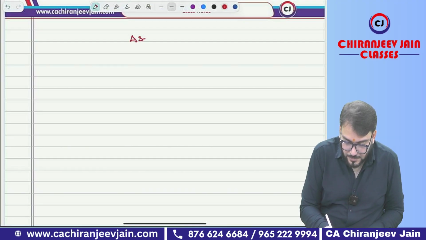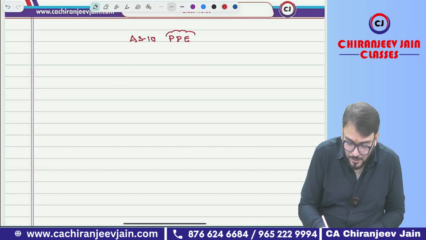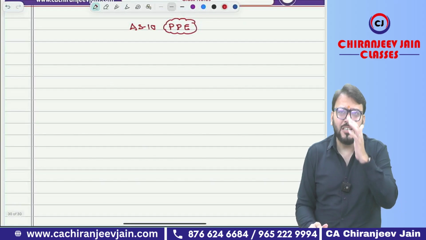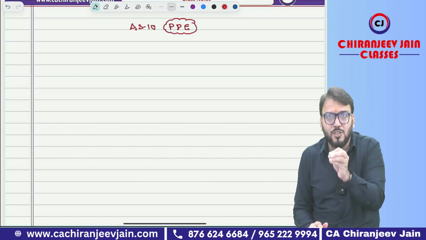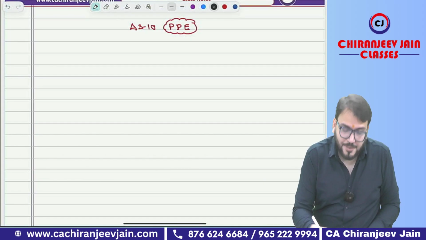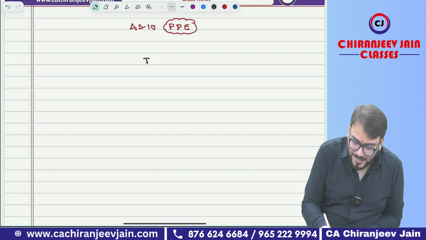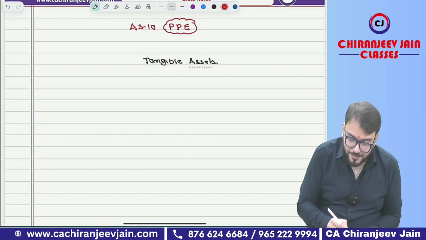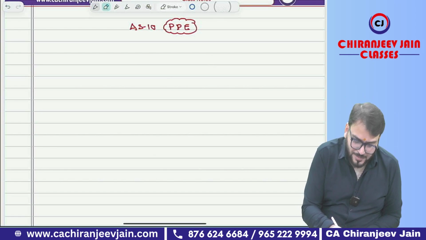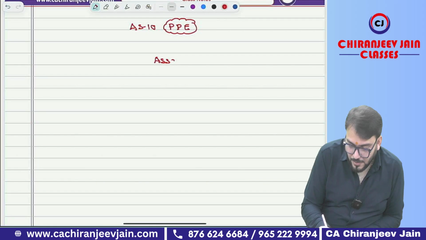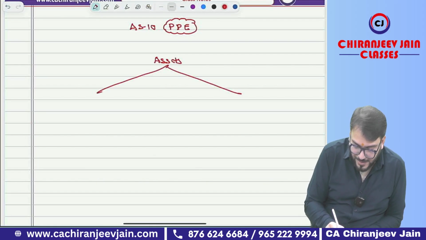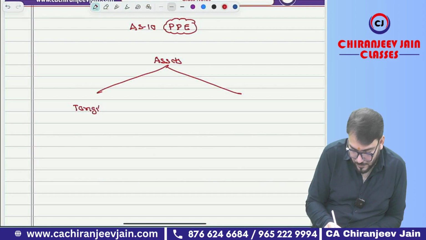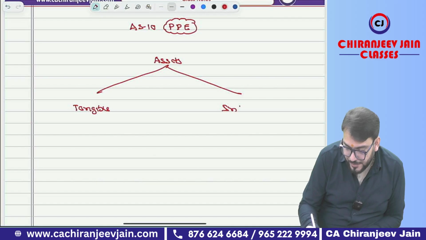Now we are ready to start accounting standard 10: property, plant and equipment. First we need to understand what we mean by property, plant, and equipment. Before that, just try to understand. When I say assets, an asset can be a tangible asset or an intangible asset.